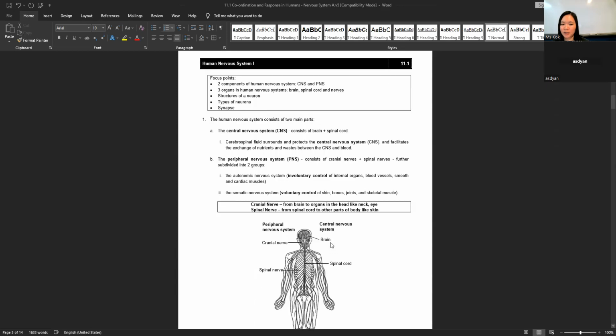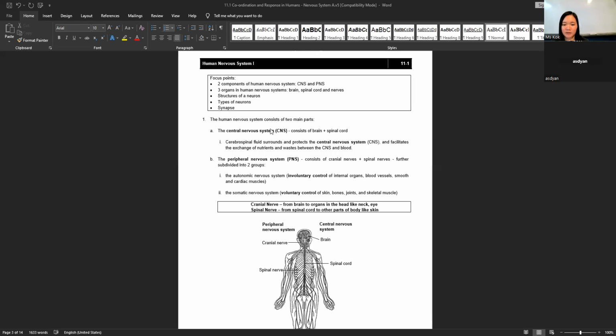So today we'll be looking at the human nervous system. There are two parts. We'll be looking at just part 1 first. We'll be looking at two components of the human nervous system: the central nervous system and the peripheral nervous system, three organs, and then the structure of a neuron, types of neuron, and synapse.